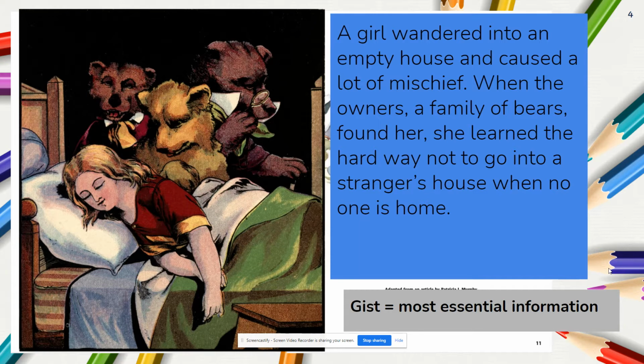When we synthesize, we pare down the information, eliminate some of the less important details, and come up with the bigger picture. When we read for the gist, we need to add our thinking to the information. Synthesizing is a strategy that helps us change our thinking as we read. Notice how I said that Goldilocks learned the hard way. That was what I was thinking after hearing the story. When we synthesize, we combine our thinking with the information to come up with a central idea.